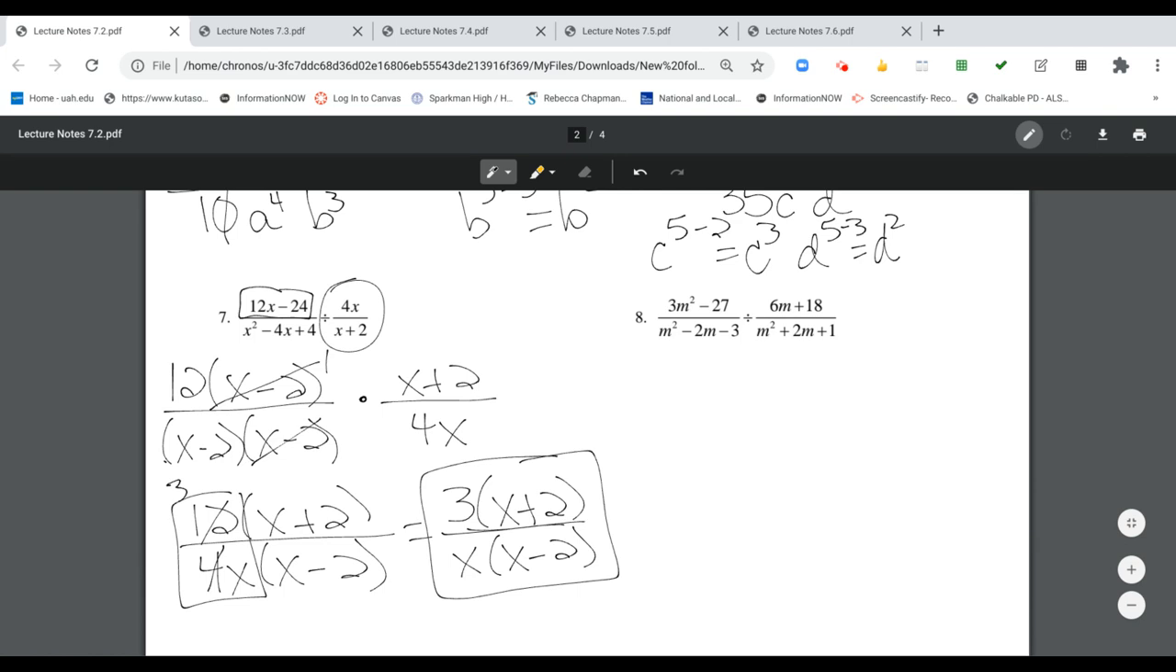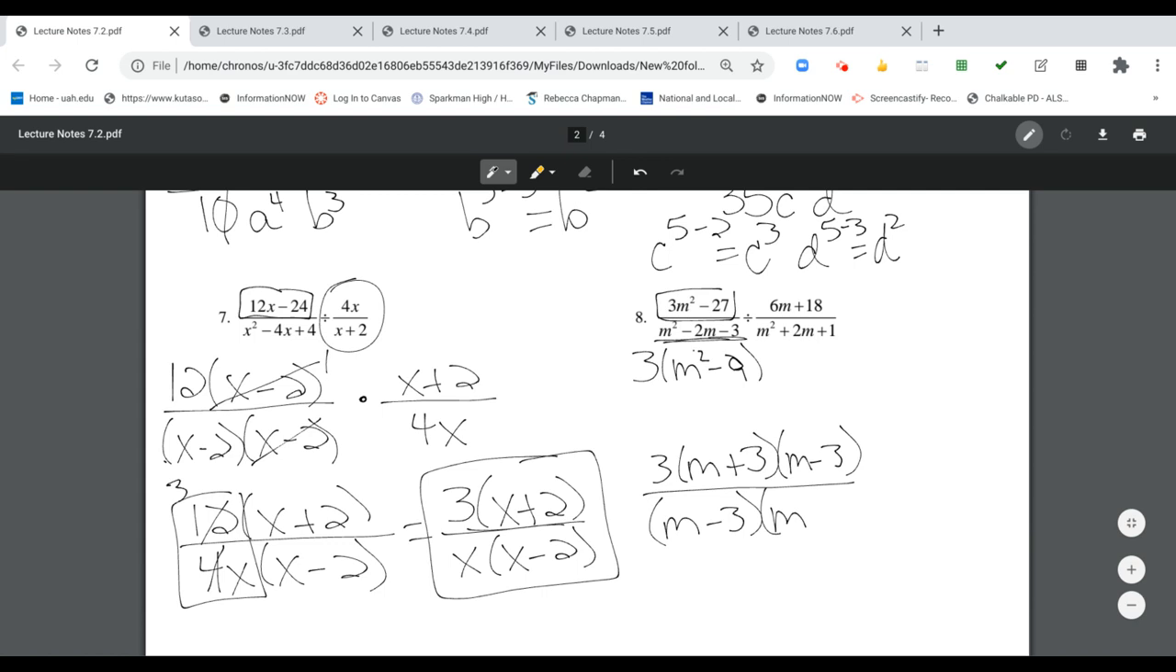For number 8, I have lots of things that need to be factored. The first numerator, take out a 3. That leaves me with m squared minus 9. That's a difference of squares, so I end up with 3 times the conjugates, m plus 3, m minus 3. I'm going to factor my denominator. That's going to be m minus 3 and m plus 1 when you factor that denominator.